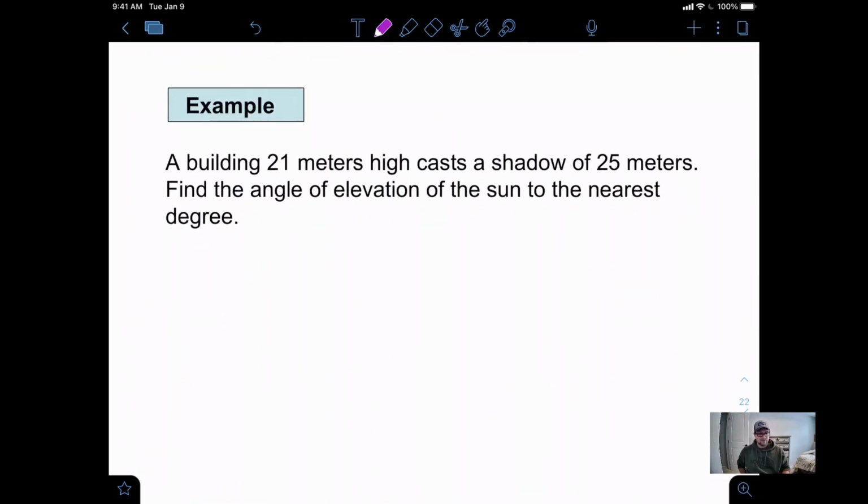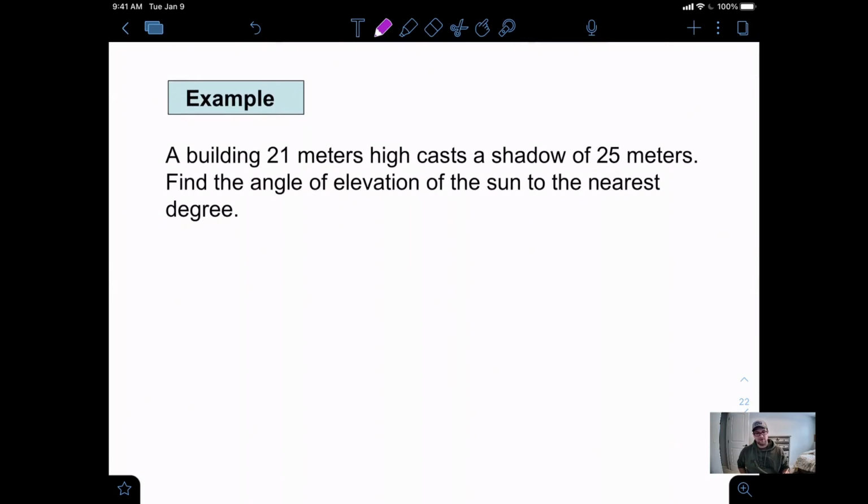It says, a building 21 meters high casts a shadow 25 meters long. I like to always draw a picture, because without a picture, these get to be a little bit hard to understand. So here's my building. It's actually 21 meters tall. It's currently casting a shadow. Here's the shadow of the building that is 25 meters long. And they want us to find the angle of elevation of the sun to the nearest degree.